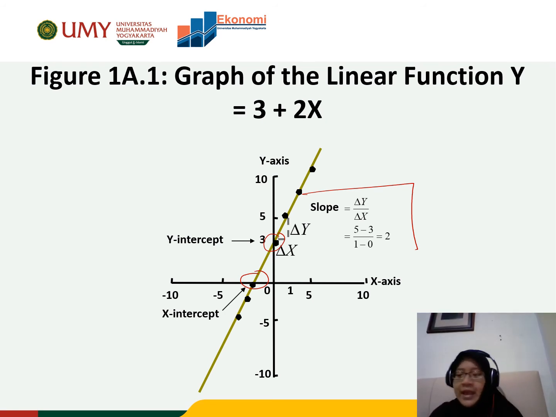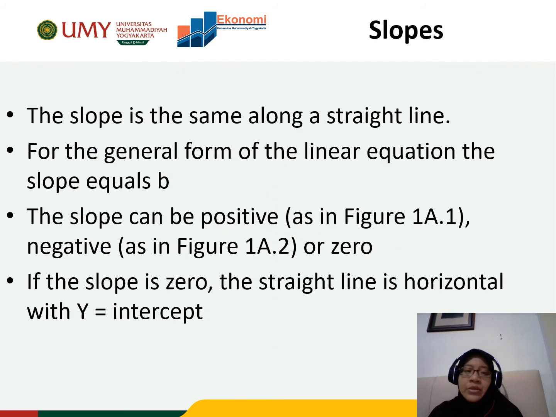I'm sorry. Okay, we can see here we already have the y-intercept and the x-intercept, and we have also measured the slope. The slope is the same along a straight line. For the general form of the linear equation, the slope equals b. The slope can be positive, negative, or even 0. In this case, we have positive 2.